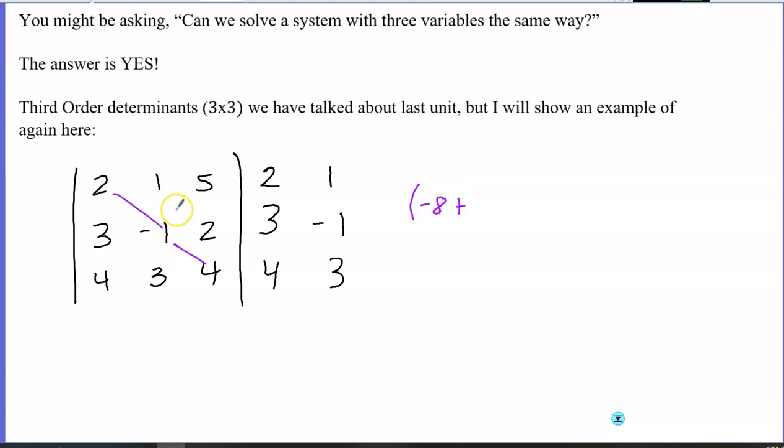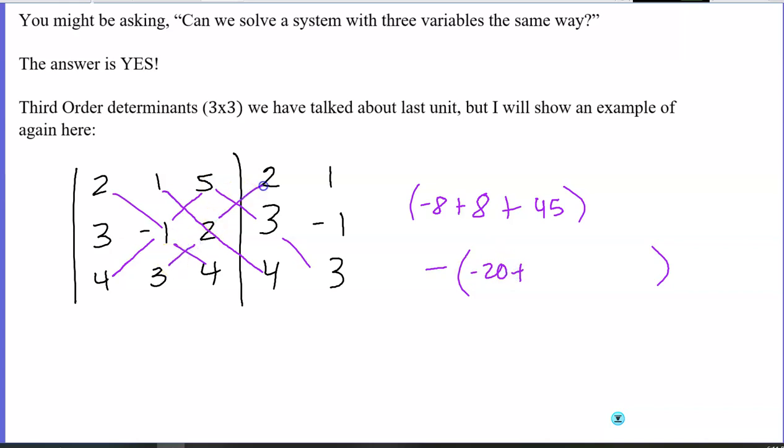I'm going to add it with the next right to bottom diagonal, which is 8, plus that last one, which is 5 times 9, so 45. So that is all my top left to bottom right diagonal. And then I'm going to subtract my other diagonals, which are my bottom to top. So I've got -20 plus 12 plus 12. So up here I have 45 minus down here I have 4. So 41 is my determinant.